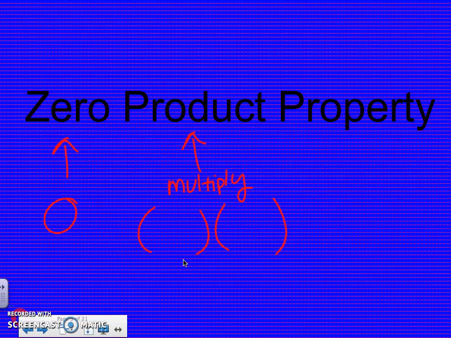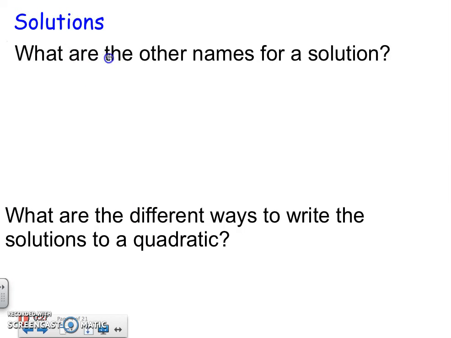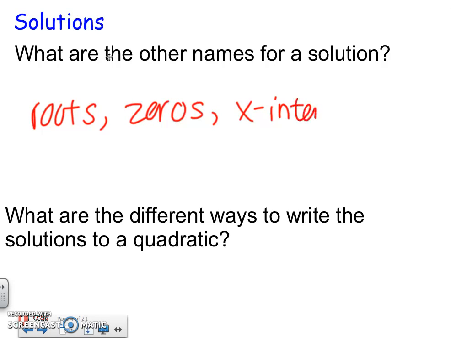Okay? Alright, so solutions. What are some other names for solutions that we've used in the past? We've used the roots. We've called them zeros. We've called them x-intercepts. Okay, those are all words for solutions.